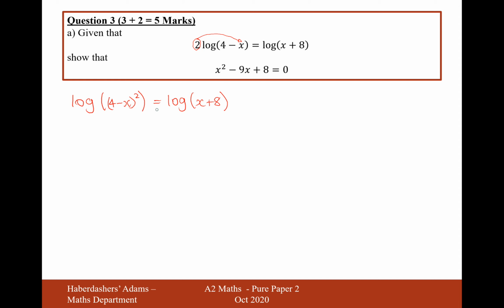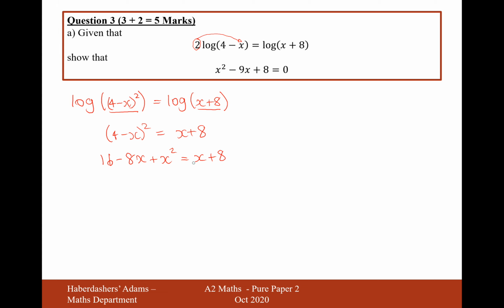And now you can cancel out logs on both sides because the inside of this logarithm must be the same as the inside of this logarithm. So it's going to be (4 - x)² = x + 8. Let's expand the brackets now, so it's going to be 16 - 8x + x² = x + 8.